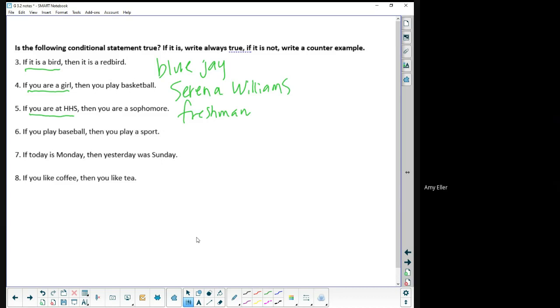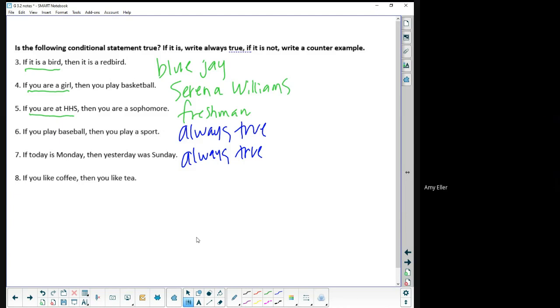Number 6, if you play baseball, then you play a sport. Always true? Yeah. Always true. Number 7, if today is Monday, then yesterday was Sunday. Always true. Even on a leap year? Yeah. Still true, yes.